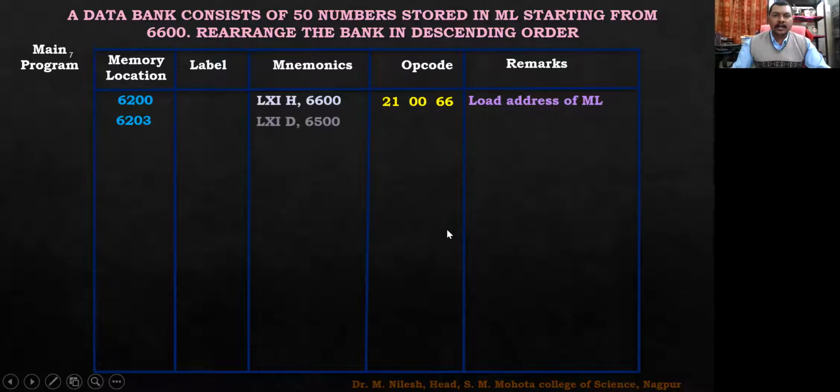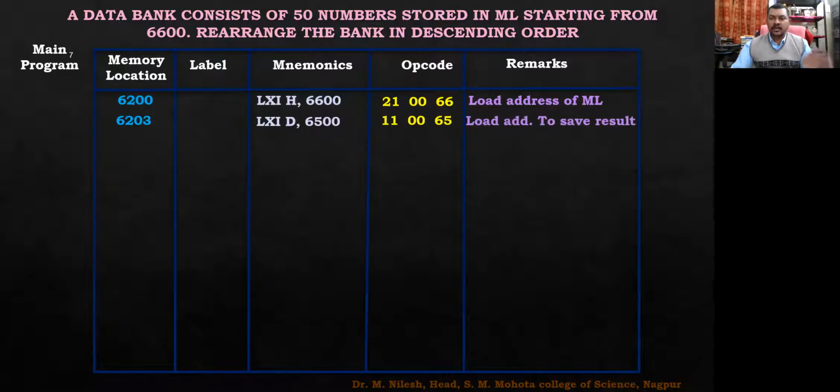So we'll have LXI D, same as that. So the D pair is being loaded by the address of the memory location 6500 over there. So the opcodes are 110065, and we have to load the address to save the result, in descending order. Remember that 6600 contains the counter, right? The first memory location contains the counter, so we can get the counter from there itself. So we are putting that counter in register B over there, right? That is the opcode, and we have moved the counter, 5 in number, into register B.